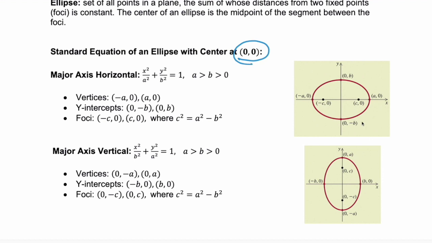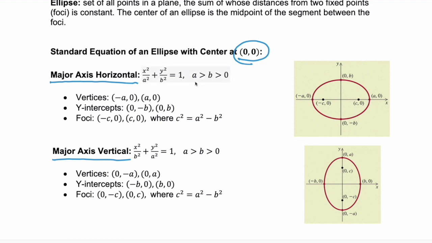And notice the big difference between these two ellipses. One is longer horizontally, and the second one is longer vertically. Well, the one that's longer horizontally is called major axis horizontal, and the other one, major axis vertical. So it tells you which way is going to be longer. So major axis horizontal, it's going to be longer along the x-axis, our horizontal axis.